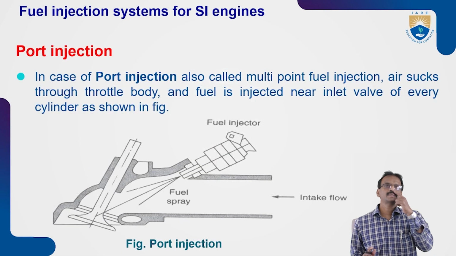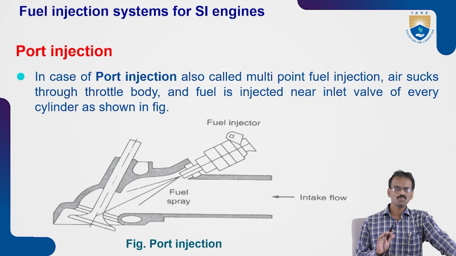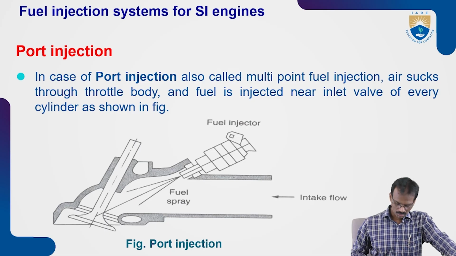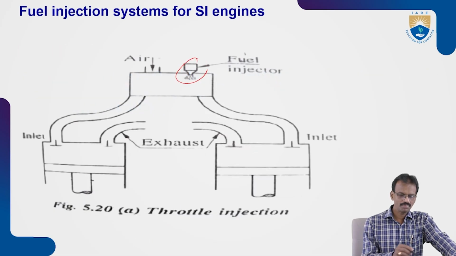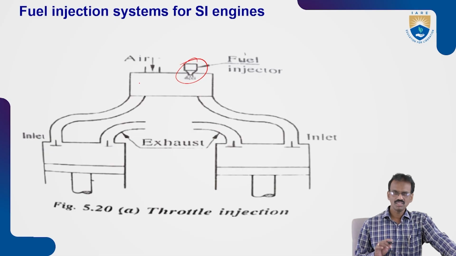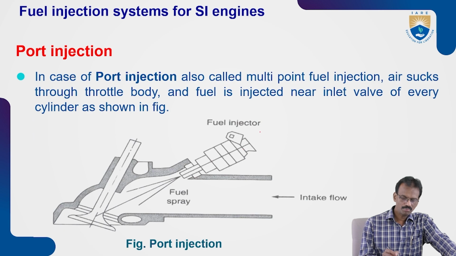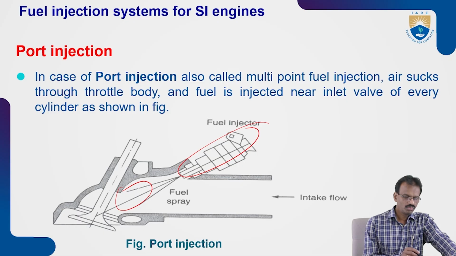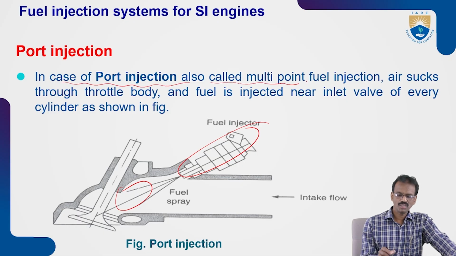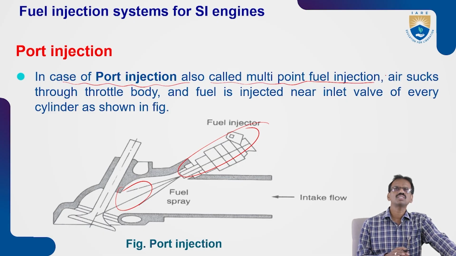Next one is the port injection system. There is a small difference between the throttle injection system and the port injection system. This is the throttle injection system, and this one is the port injection system. In the port injection system, the fuel is injected very near to the inlet valve, like this. Port injection is also called multi-point fuel injection. We can use port injection as a single point and a multi-point also, no problem.